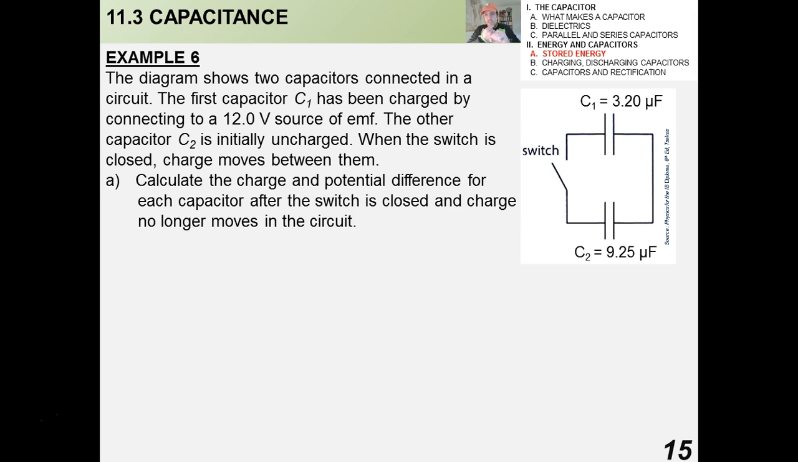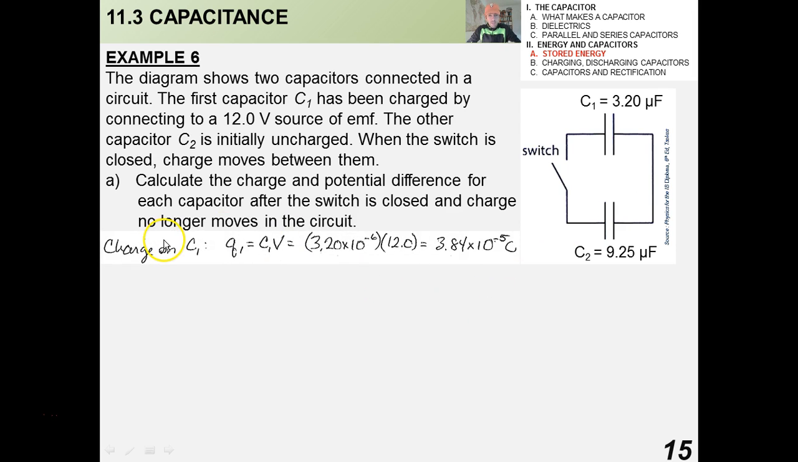Initially you have C1 that's been charged by a 12-volt EMF. C2 has no charge. The way this circuit is set up, no charge flows between these two, right? But when the switch is closed, things are going to get interesting. The first question is: calculate the charge and potential difference for each capacitor after the switch is closed and charge no longer moves in the circuit. In other words, calculate the charge and potential difference when C1 completely discharges and C2 completely charges. You're going to find this out in the next video.